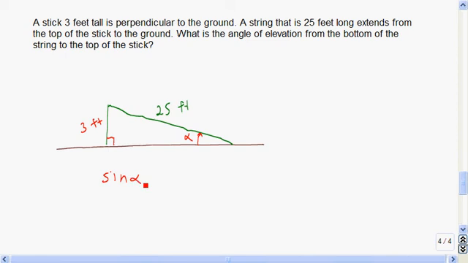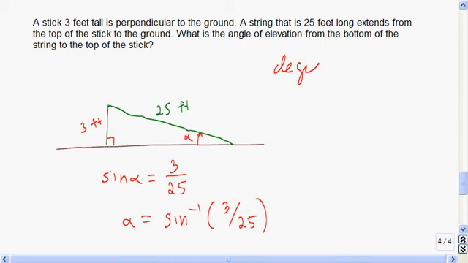So sine of alpha is equal to the side opposite, which is 3, divided by the length of the hypotenuse, which is 25. To find alpha, we're just going to take the inverse sine of this in our calculators. So inverse sine of 3 divided by 25. And let's put our answer in degrees. So we have to make sure the mode of our calculator is in degrees, and we just plug this in. If we plug this in, then we get around 6.89 degrees. Okay, so rounded to the nearest whole number, that'd be about 7 degrees.